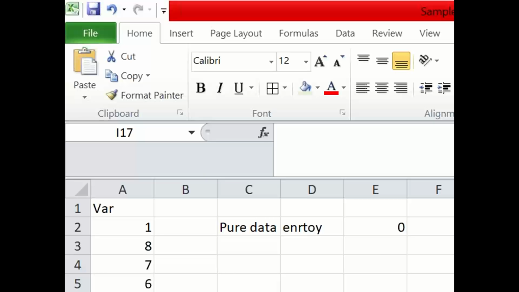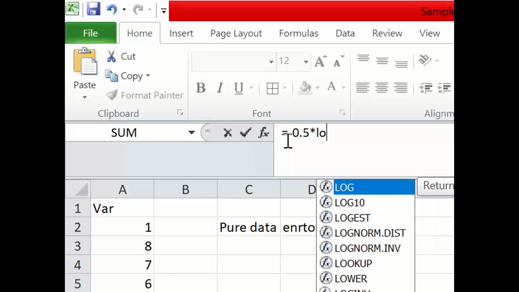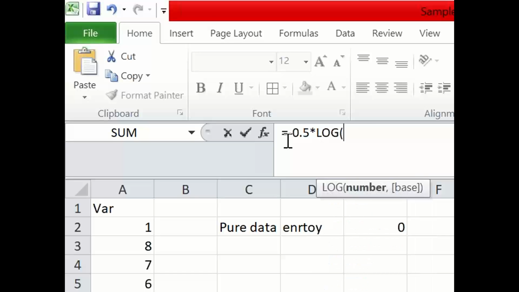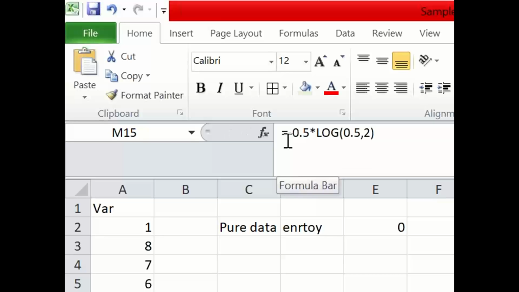So use the same formula, minus P into log 2 of P, right? So 1 by 2, P will be 0.5, right? And over here also P will be 0.5. So if you put that into the formula, that is minus 0.5 multiplied by log, the number is 0.5, base is 2. You get 0.5 over here.